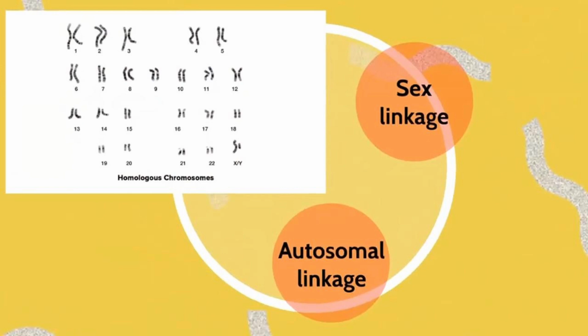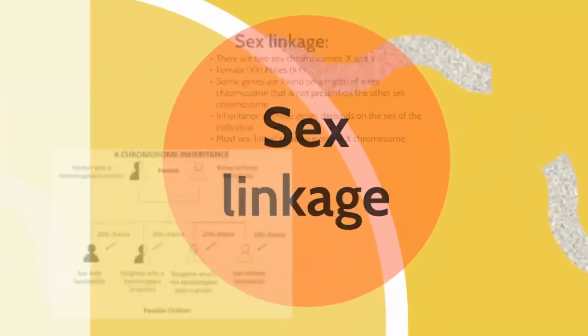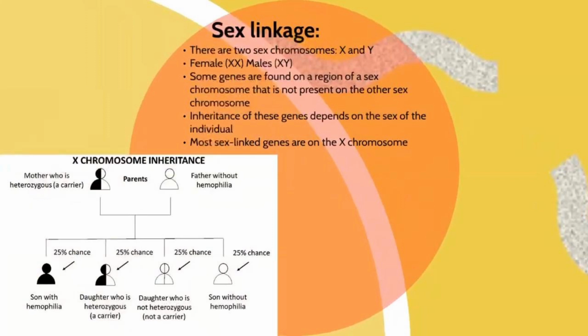If you look at the diagram, you can see that of all the chromosomes, the Y chromosome is a lot smaller than the X chromosome. So if the gene for a characteristic is present on the sex chromosome that is not present on the other sex chromosome, then the inheritance of these genes depends on the sex of the individual.